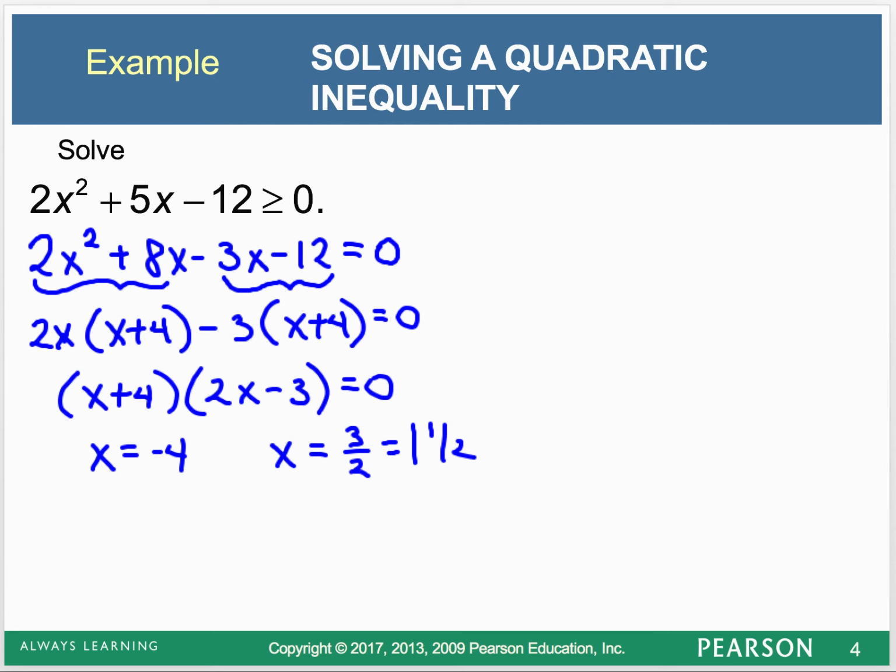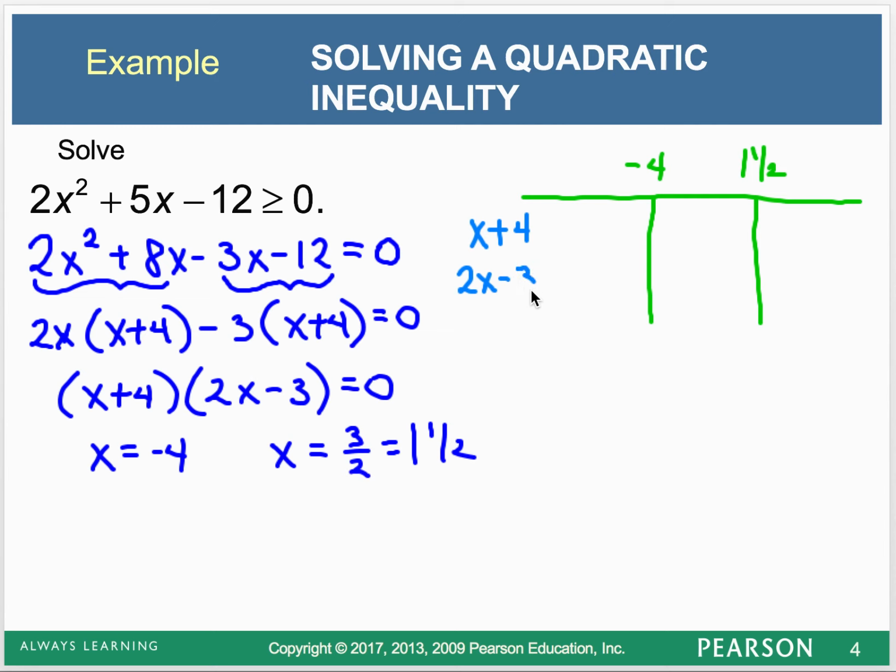All right, so I'm going to make myself a number line chart, and I'm going to make these numbers be my boundaries. So -4, be sure you put them in order, and 1.5. And I'm going to be testing each of these factors, x plus 4 and 2x minus 3, in each of these intervals, in each of these sections.